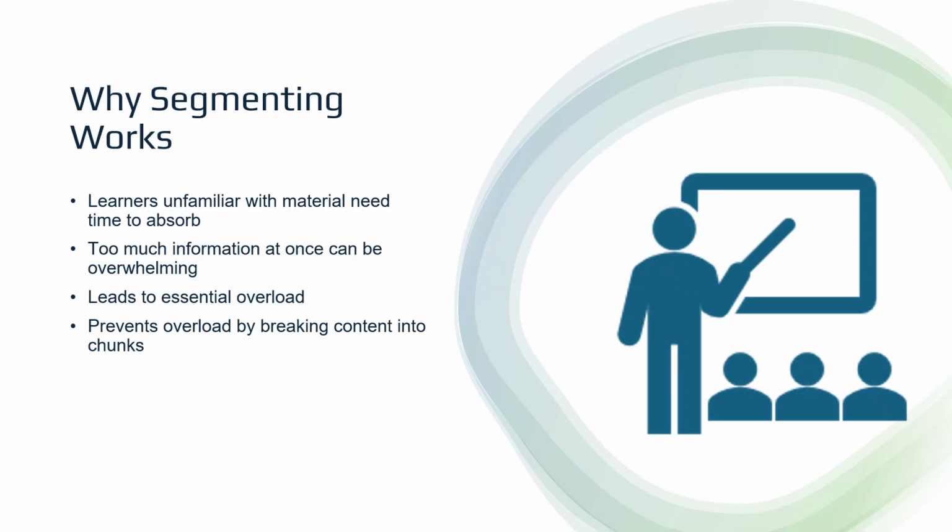Why does segmenting work? Segmenting works because learners who are new to the subject need extra time to absorb the material. If too much information is presented at once, it can overwhelm them and lead to what's called essential overload. This is when the brain is asked to process more than it can handle. By breaking content into chunks, we give learners time to process and understand one part before moving on.